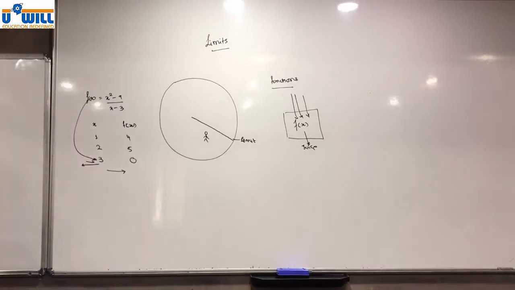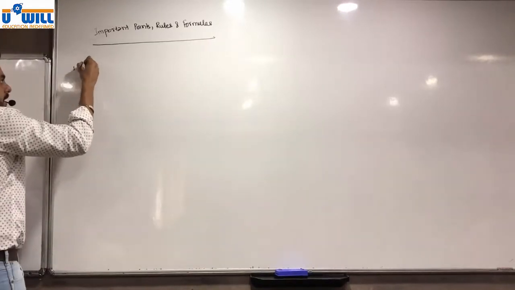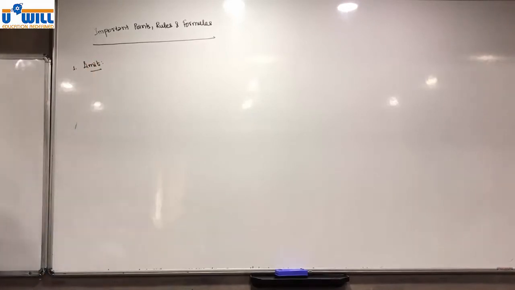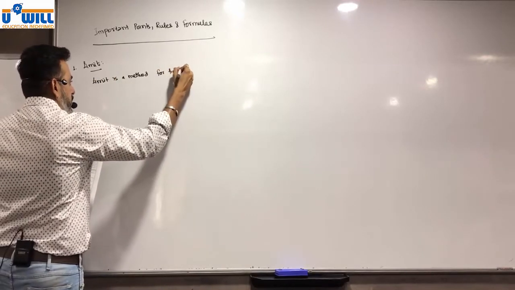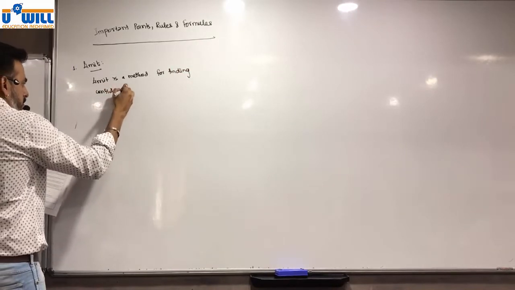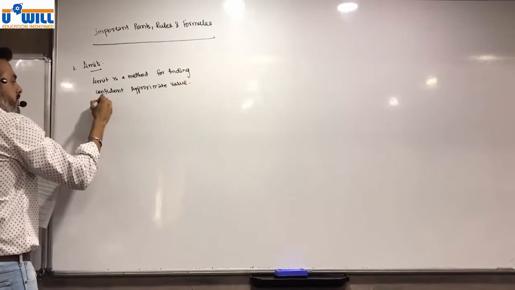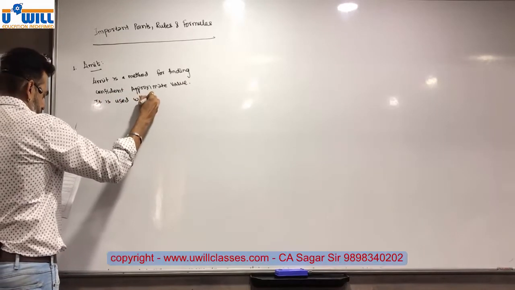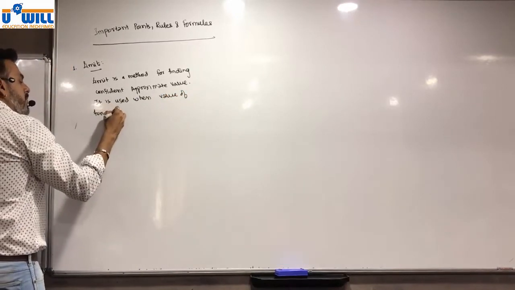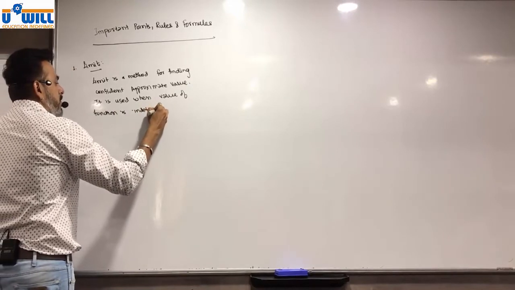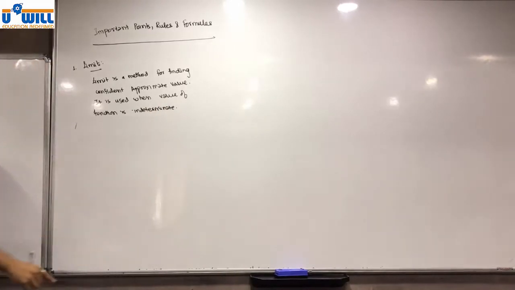Okay. Now, what we will do is, we will write down some points to remember. First, we write limit. The definition of limit. Write: limit is a method for finding confident approximate value. It is used when value of function is indeterminate. Indeterminate means what? When it becomes 0.